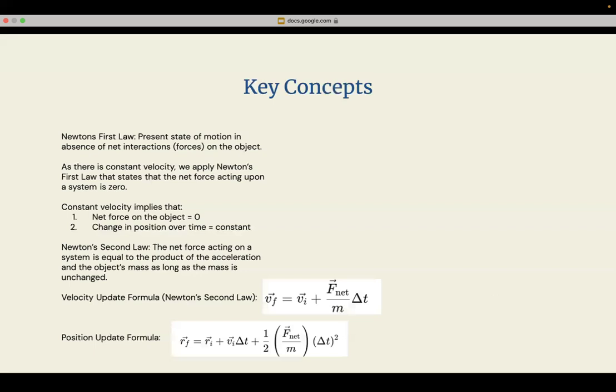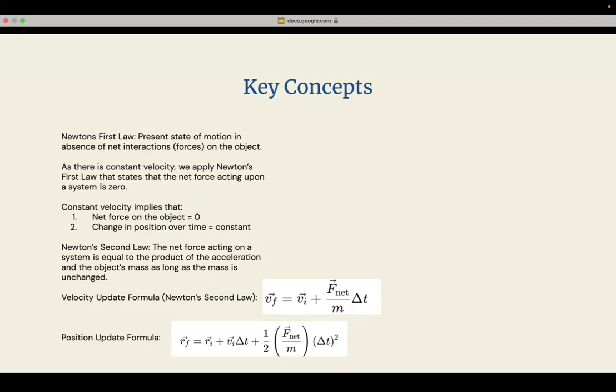The key concepts, so firstly we have Newton's first law, which states that the present state of motion continues in the absence of net interactions or forces on the object. As there is constant velocity, we apply Newton's first law that states that the net force upon a system is zero and that there is constant velocity.